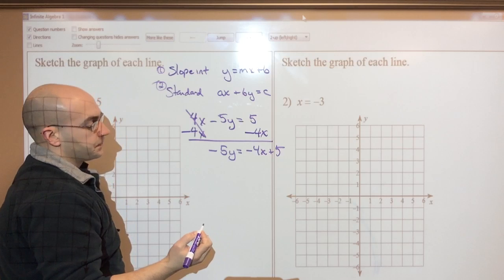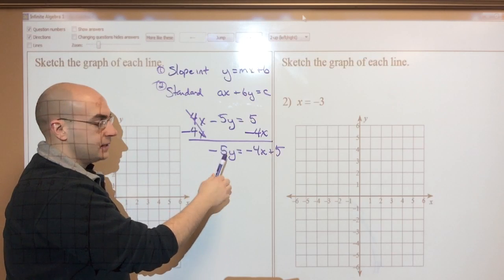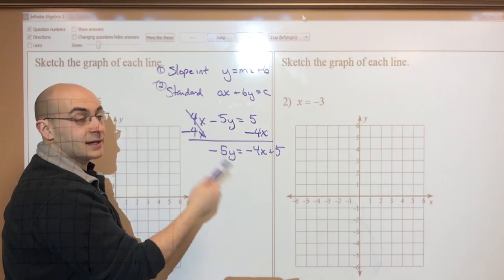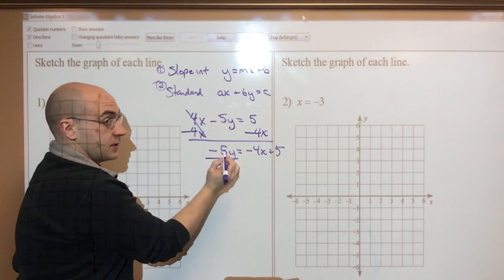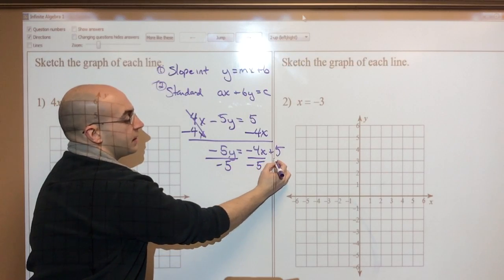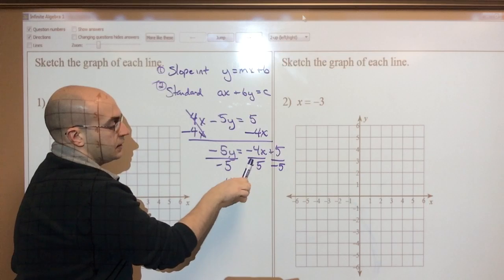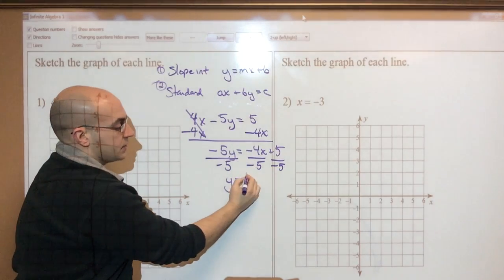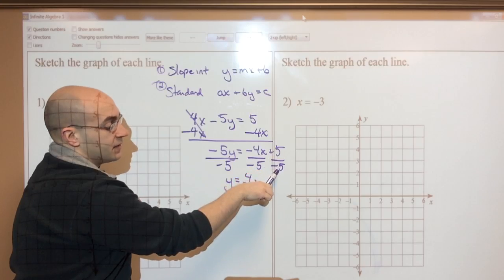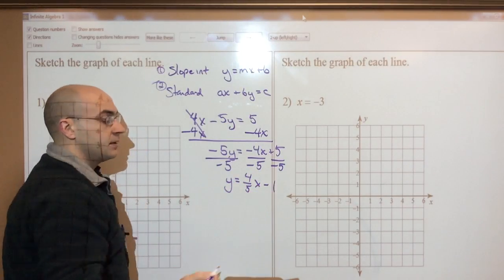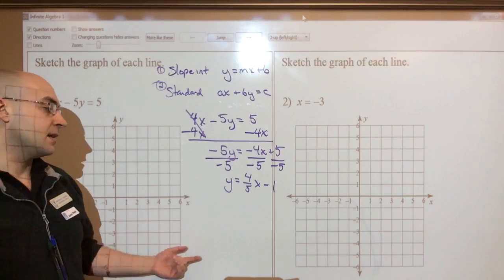Okay. Next step is you have to get rid of, or divide, whatever the number is next to y, because we need to get y by itself. So here I'm going to divide by negative 5 everywhere. So you're making 3 fractions. All right. Now I'm left with y equals negative divided by negative is a positive, so the slope becomes 4 over 5x. And this is a plus 5 divided by negative 5, just gives me a negative 1. Now I know exactly what the slope is and exactly what the y-intercept is, so I can plot this line.